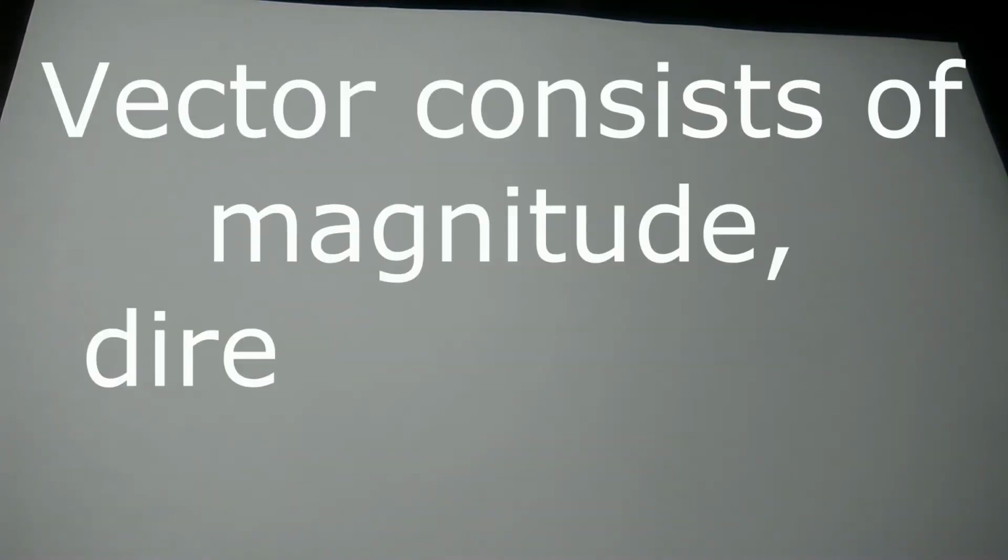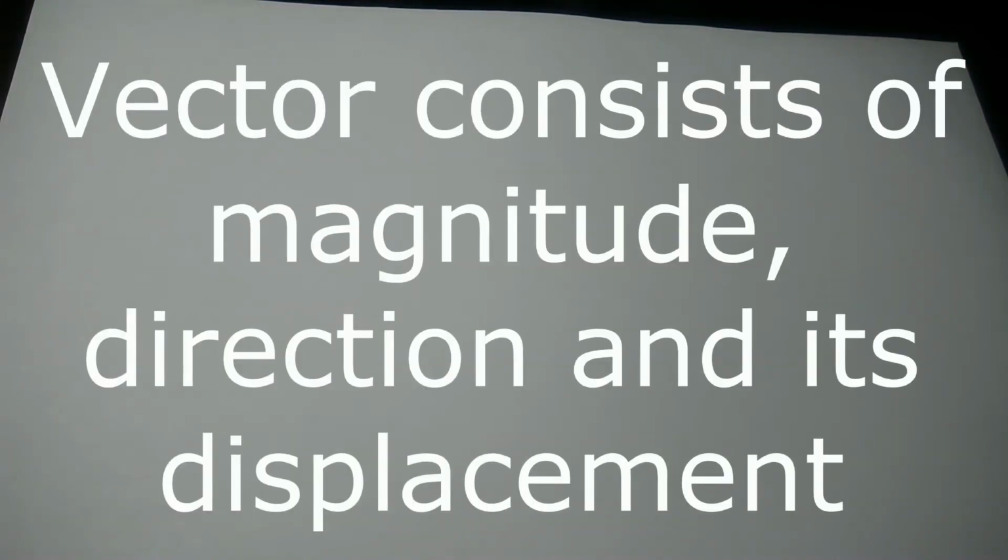Vector consists of magnitude and direction, and its displacement. In solving vector addition in the component method, we must tabulate the given to get the resultant and the theta.